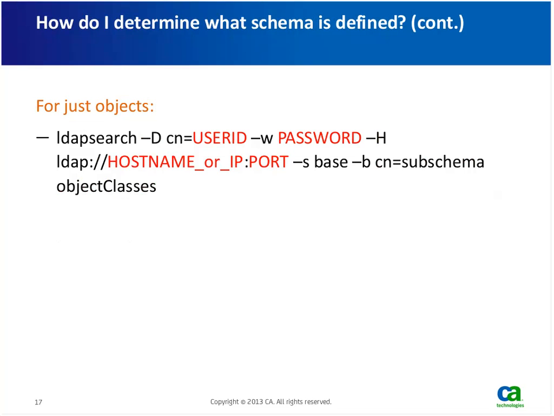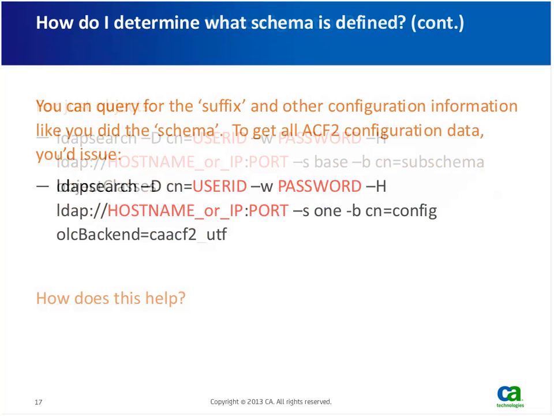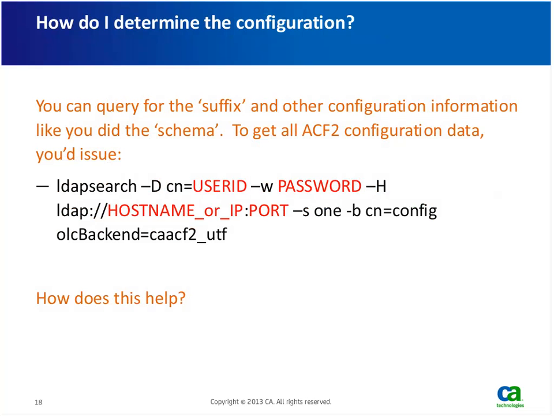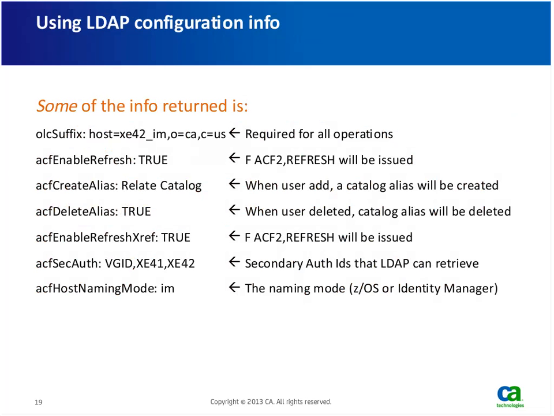In addition to finding out about the server and the schema that's available, you can do another query, and in this example it's specific to ACF2, to get configuration information about the ACF2 that is actually behind the LDAP server. So instead of CN equal subschema, we've replaced that with CN equal config, and we've told it specifically which backend we want to query for. So in this case, we want to query for the ACF2 backend. And what's that return to us? Some of the things that get returned are listed here.